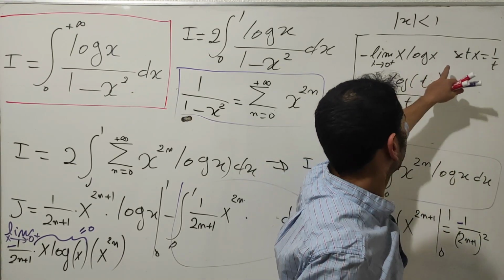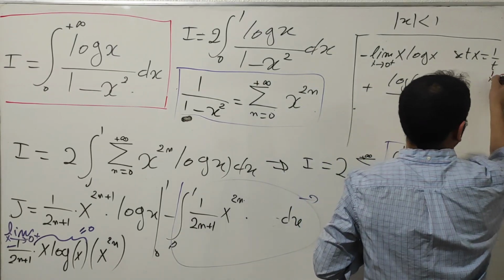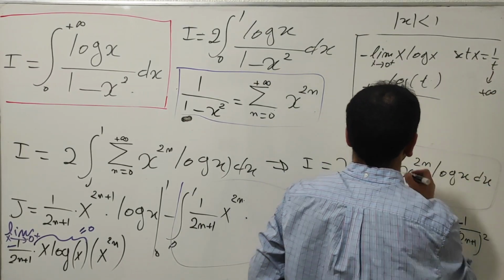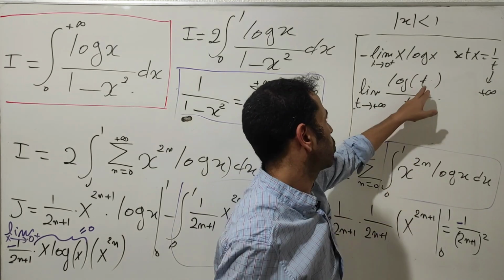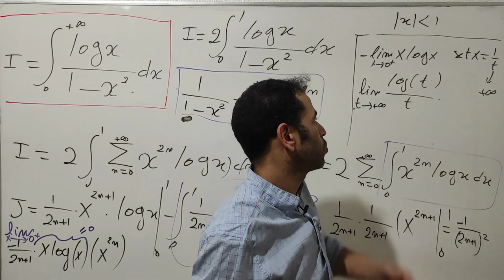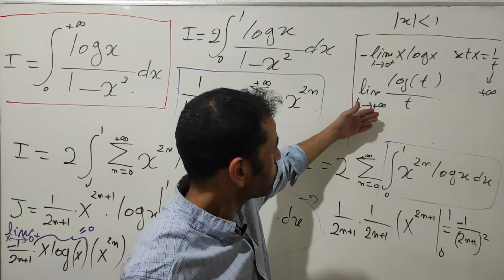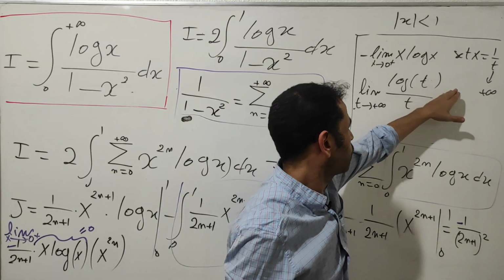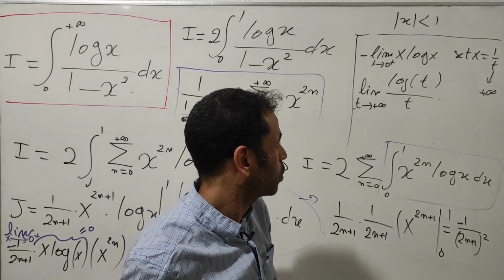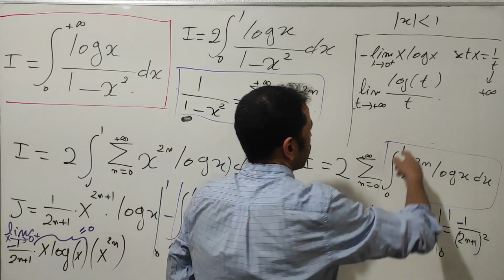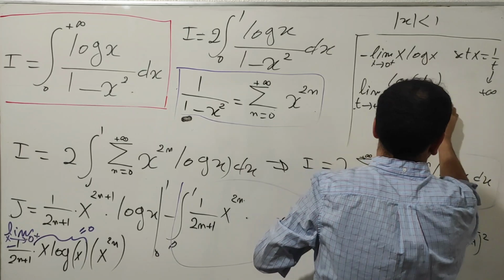So x is going towards 0, but t is going towards plus infinity. If t goes to infinity here, I get plus infinity over plus infinity, which is an indefinite form. Now we are going to apply the L'Hopital rule here. So for the L'Hopital rule, we are going to differentiate this function.